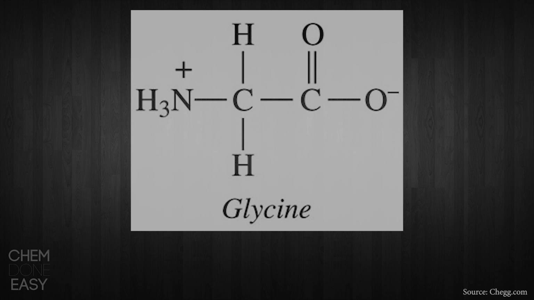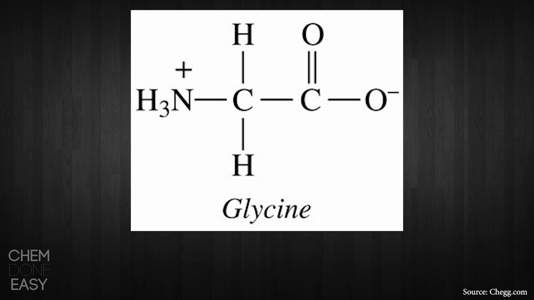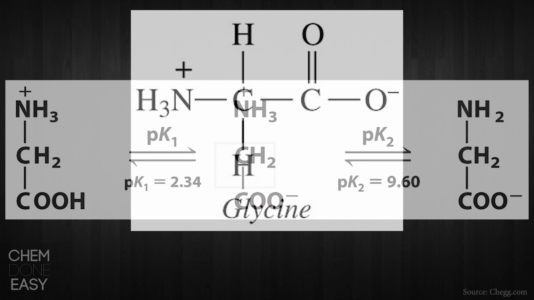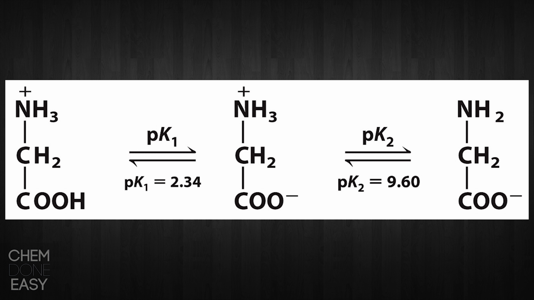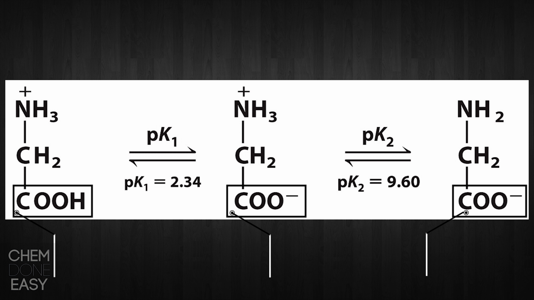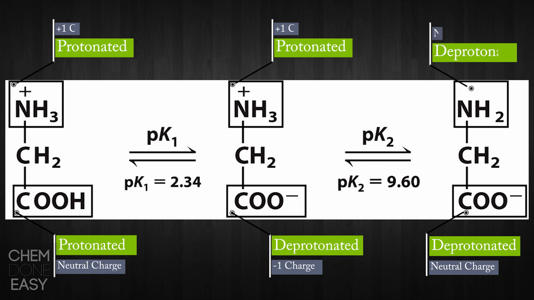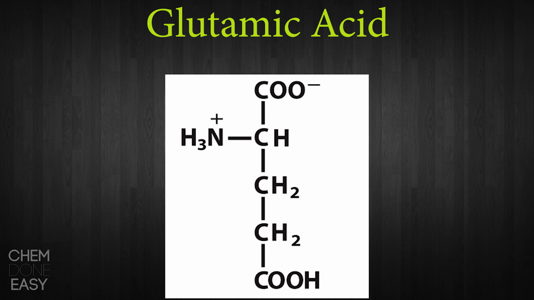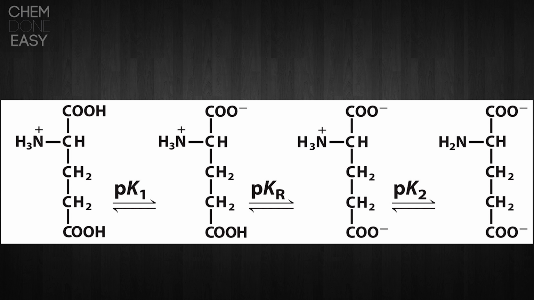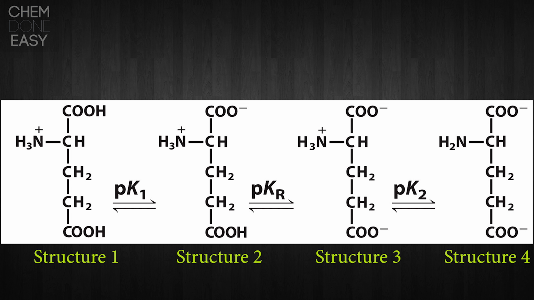It is important to point out that glycine has a neutral R group, so when determining the isoelectric point, we only looked at the carboxyl and the amine group. But what happens if we have an amino acid with an acidic or a basic R group? If we have a look at glutamate, or glutamic acid, we can see that it has 4 different structures, whereas glycine only had 3.